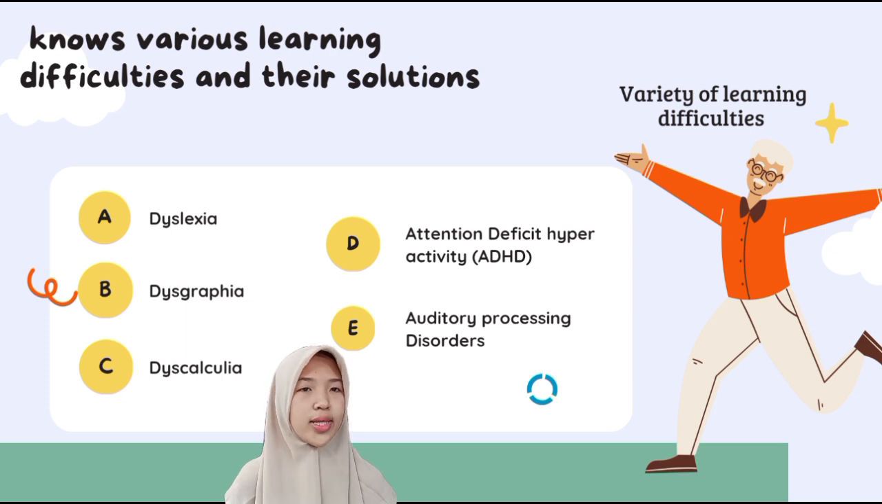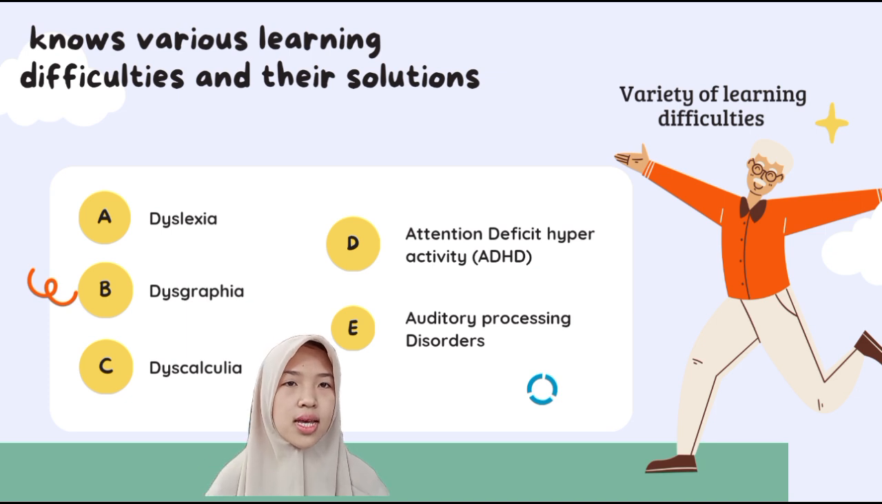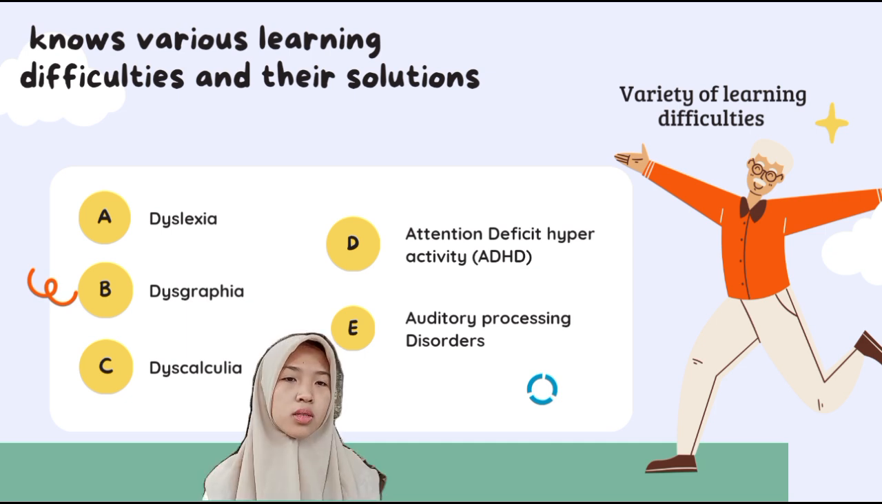Difficulty with writing, emphasizing problems writing letters, numbers, and sentences neatly and legibly. Children with dysgraphia often struggle with planning and organizing their writing. The third is dyscalculia. Difficulty understanding and using numbers, including problems with counting, solving math problems, and understanding mathematical concepts.